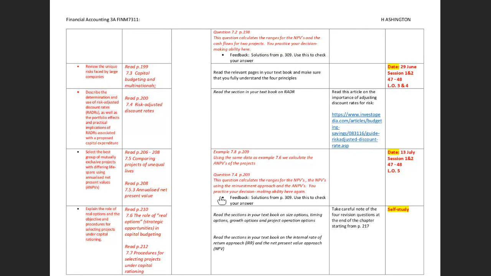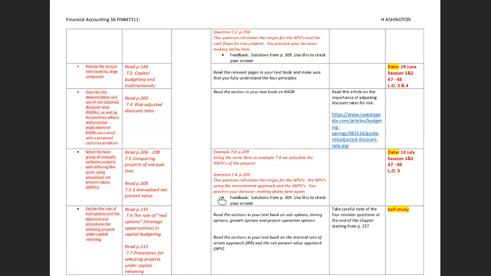So we divide the 9 million by project 1's annuity factor, and we divide the 13 million by project 2's annuity factor, and we get an ANPV of 6 for project 1 and 5 for project 2. So we can see that by also using the ANPV, project 1 is coming out on top.